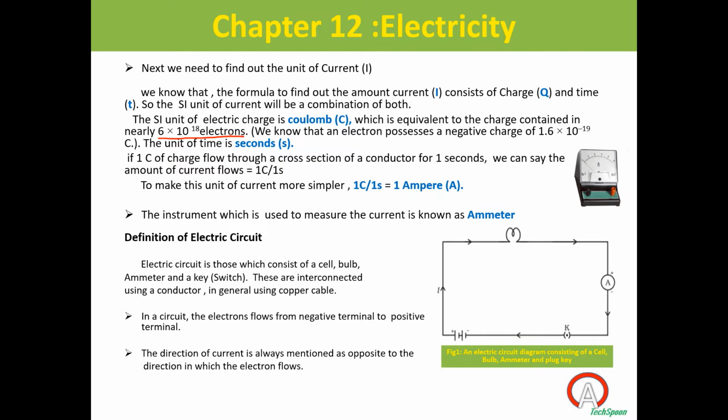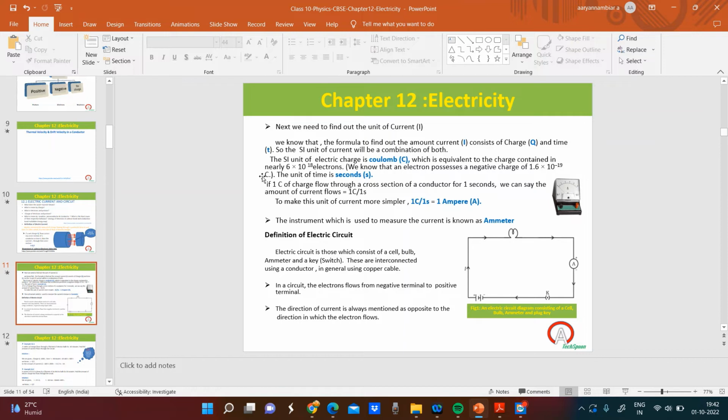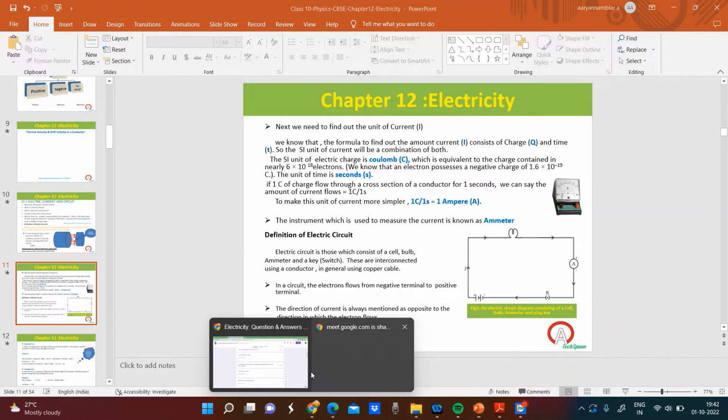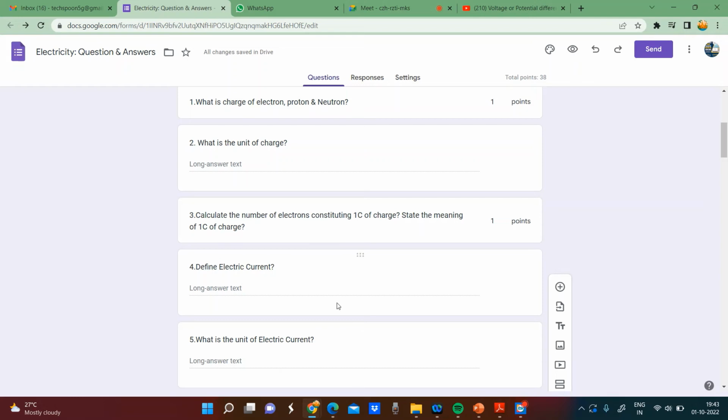Got it? The charge of an electron is 1.6 into 10 to the power minus 19. But 1 coulomb charge consists of 6 into 10 to the power 18 electrons. How that comes, we derive now. Okay. Written. Avani, written. Yes, sir. Okay. Now define.